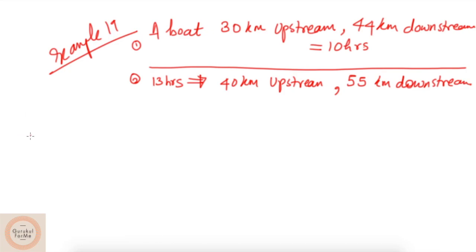Now imagine this is the river, right? And what is upstream? This is your boat, of course touching the water, and you're traveling up. The speed of the boat is, let's say, B kilometers per hour, and the speed of the river is R kilometers per hour.